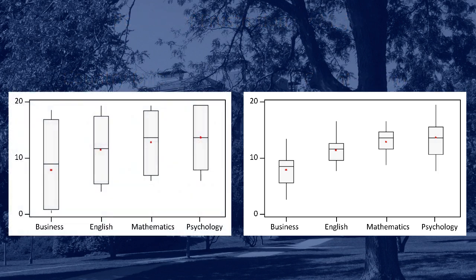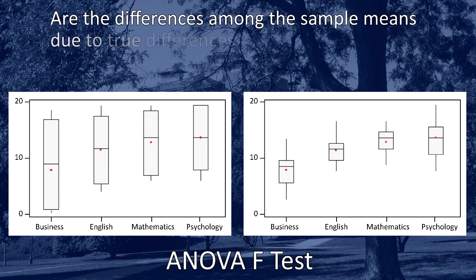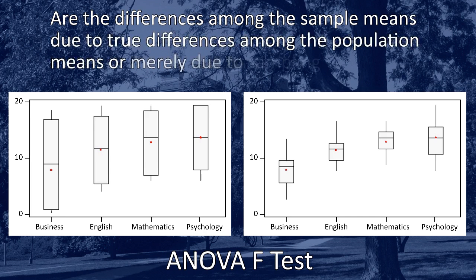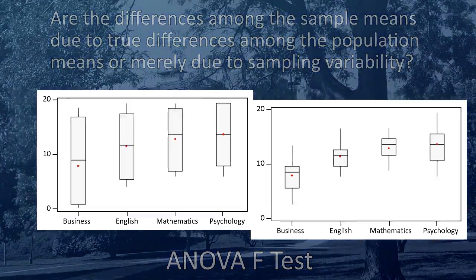The question we need to answer with the ANOVA F test is, are the differences among the sample means due to true differences among the population means, or merely due to sampling variability? In order to answer this question using our data, we obviously need to look at the variation among the sample means, but that's not enough. We also need to look at the variation among the sample means relative to the variation within the groups.